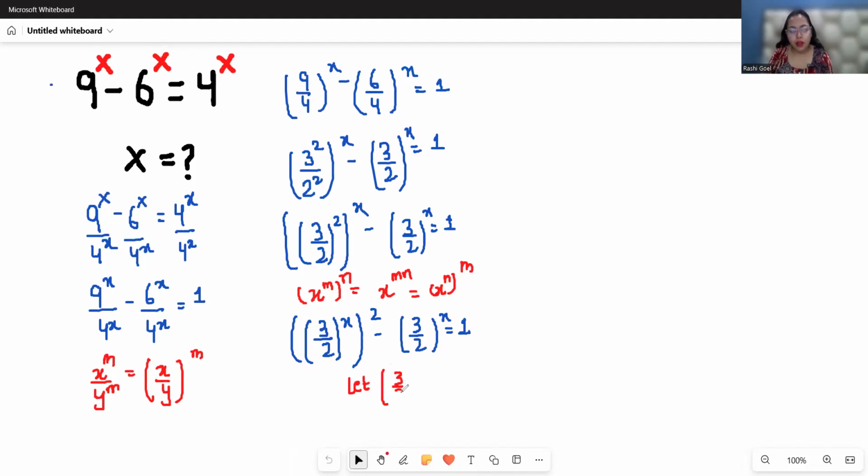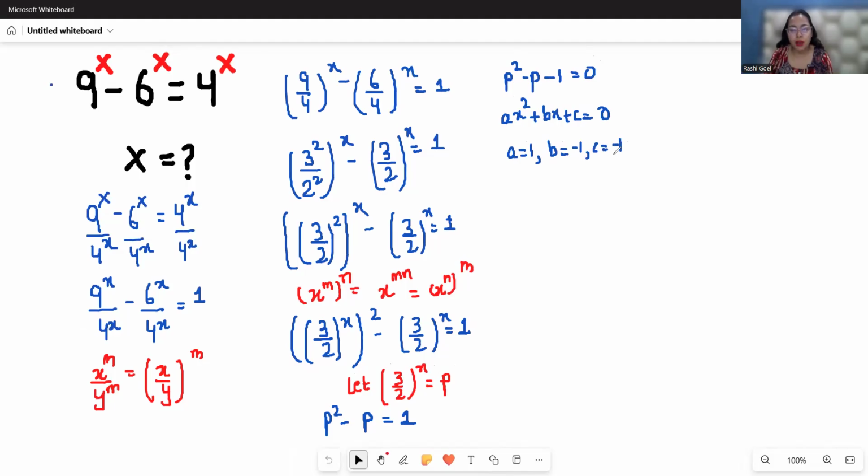Let (3/2)^x = p. So the equation becomes p^2 - p = 1, which I can write as p^2 - p - 1 = 0. Now it looks like a quadratic equation, that is ax^2 + bx + c = 0. If we compare, the value of a is 1, b is -1 and c is -1.